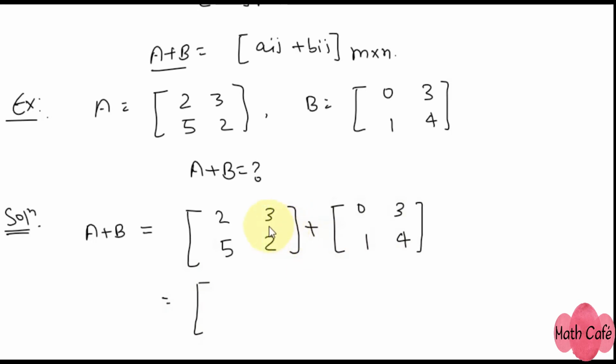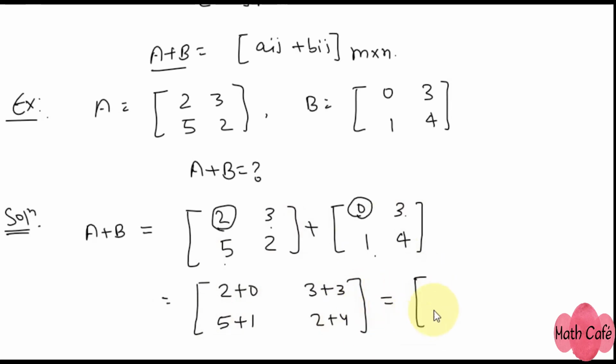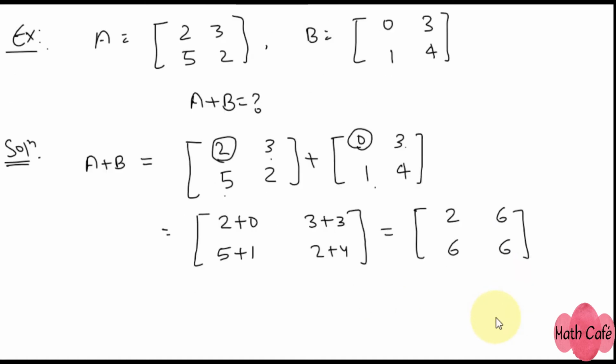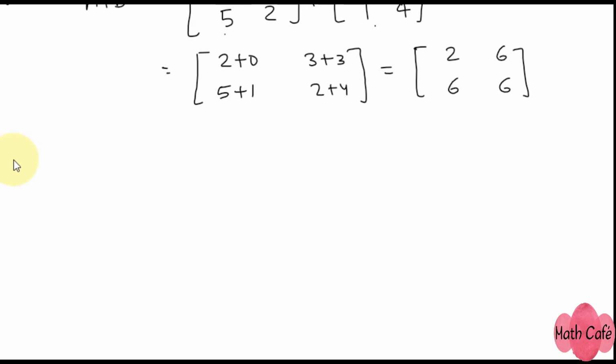If we need to add both the matrices, then their order should be the same. Yes, and we will add all the corresponding elements. That means 2 will be added by 0, so that will become 2 plus 0, and another element will be 3 plus 3. So 3 will be added by 3, and 5 will be added by 1, so another element will be 5 plus 1, and the last element will be 2 plus 4. So this is A plus B, and I can write it as 2 plus 0, that will become 2, 6, 6 and 6. So that is A plus B. All right, hope you understand this.